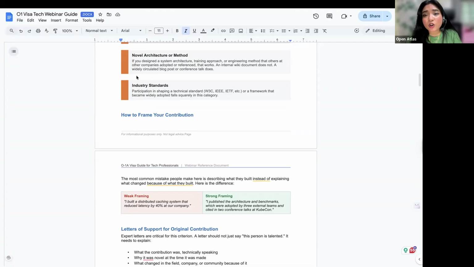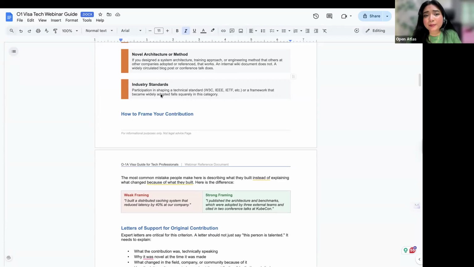An internal wiki document does not. A widely circulated blog post or conference talk does. Definitely, as I said, a manual, a policy, a training, or a system architecture actually makes a lot of impact on a larger significance of people, and that is definitely going to be taken as a novelty of the work, which impacts a lot of lives and a lot of communities.